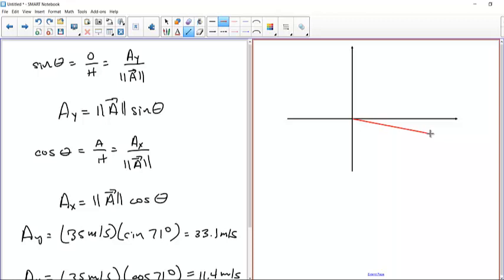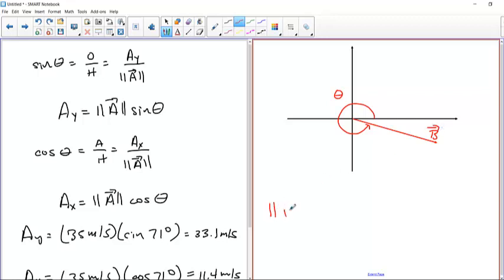So we're going to do this. Okay. Now I'm going to go ahead and define it relative to the positive x-axis going counterclockwise. So this is my angle theta. And so let's call this vector B.